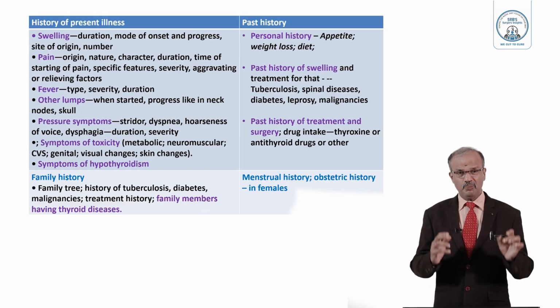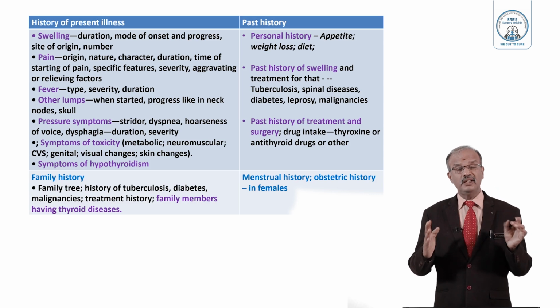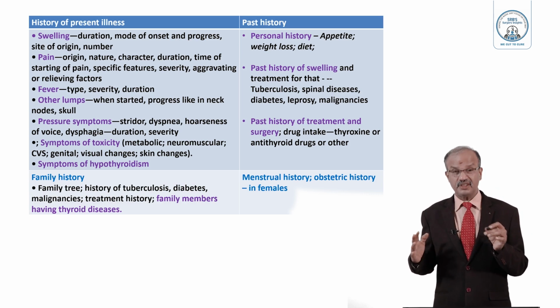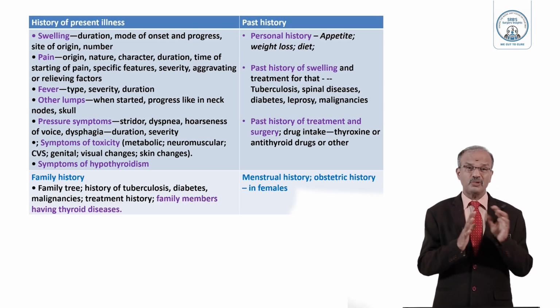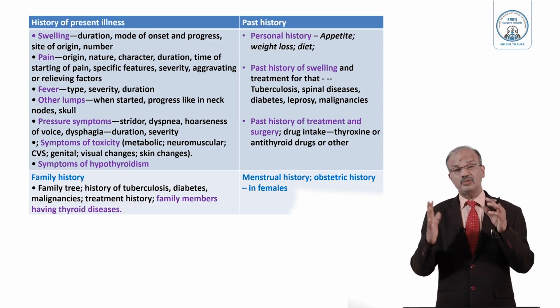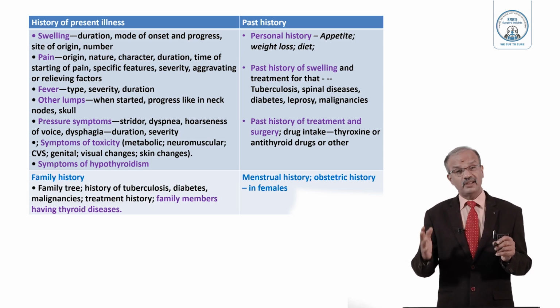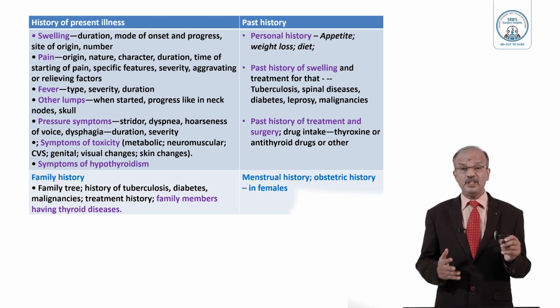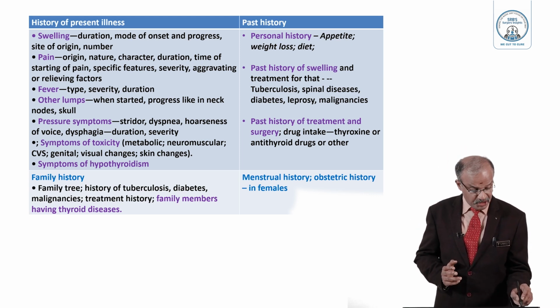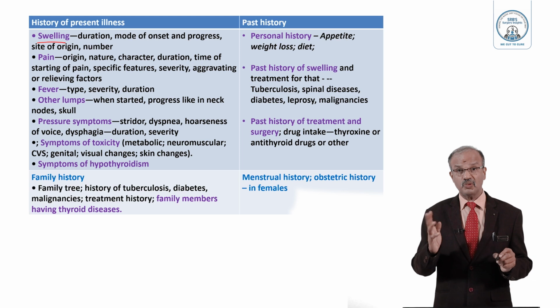Remember, I'll put it in a table: history of present illness, past history, all those things. Because it's a chart I am putting, I'm not going to detail anything. You can always go through SRB's Clinical Methods in Surgery, a very detailed history, and the Manual of Surgery also gives an explanation for that. So swelling is the first thing you have to remember always: duration, mode of onset.